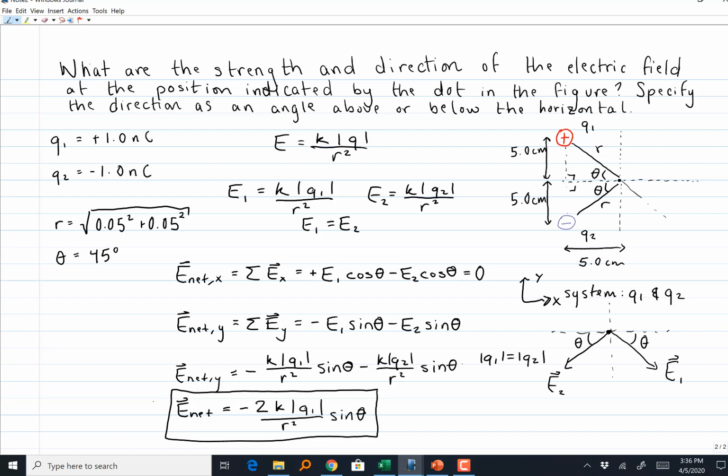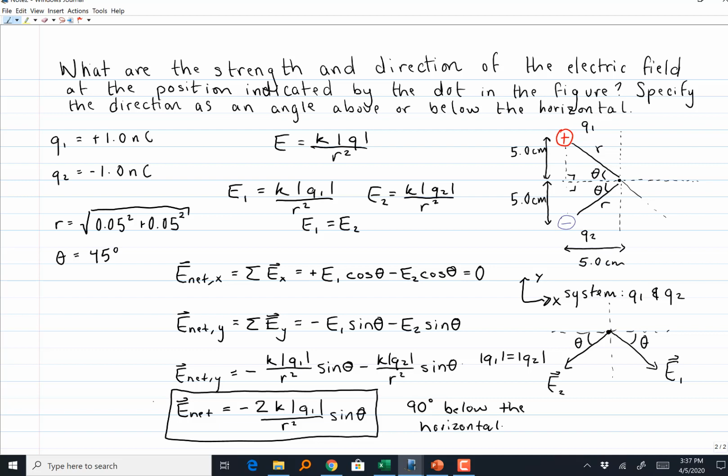The problem does ask for the direction as an angle above or below the horizontal. And so since this is entirely in the y direction, I could say that the direction is 90 degrees below the horizontal. All right, and once again, I'll leave the calculations of this to you all, mostly because I do not own a calculator.